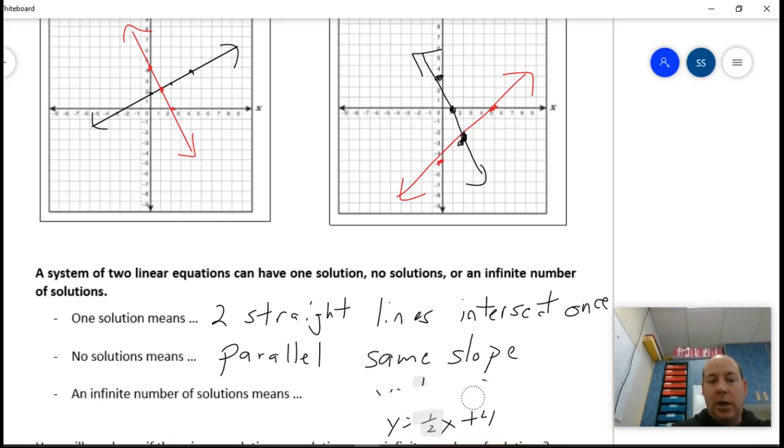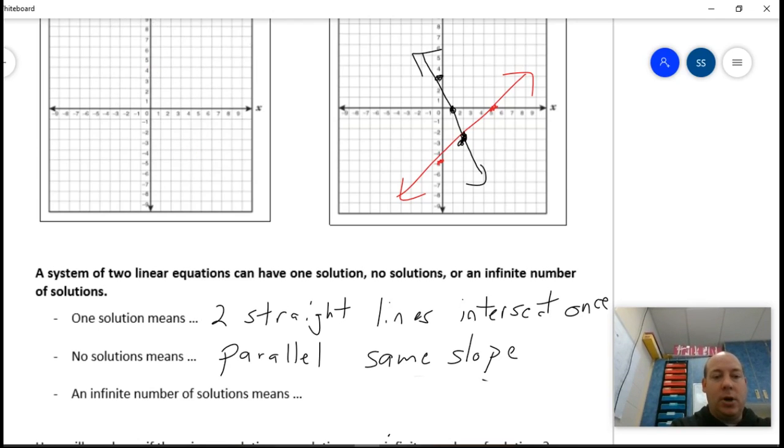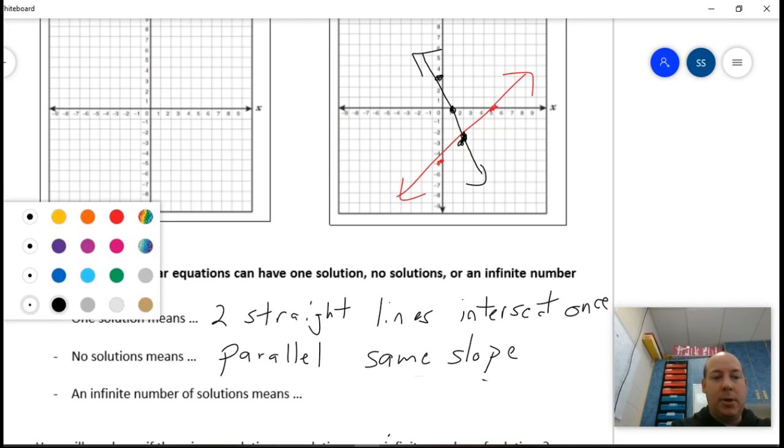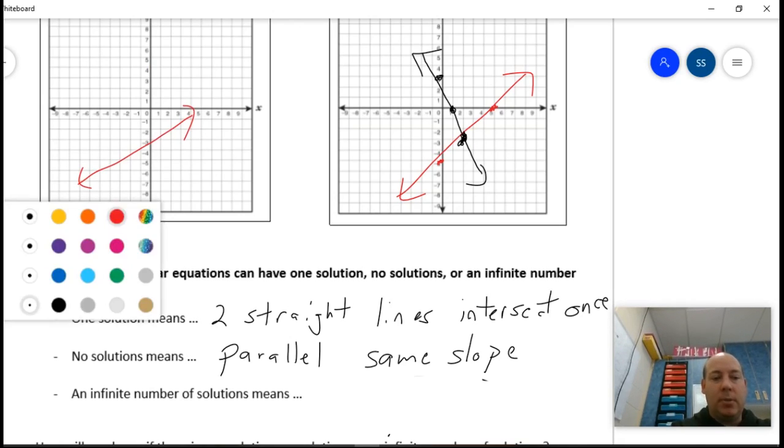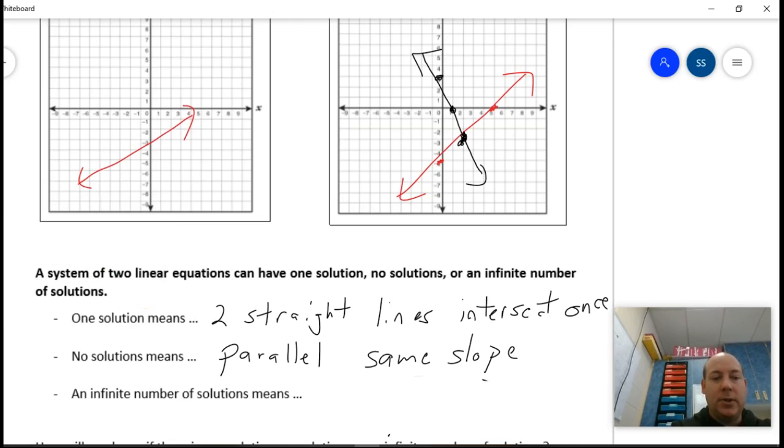All right. And then an infinite number of solutions. That means they intersect each other infinitely. Let's say I had a line. Well, to have infinite solutions, that means they basically have to be the same line. So an infinite number of solutions means the lines are the same.